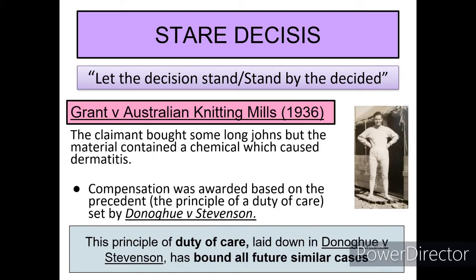So when Grant v Australian Knitting Mills came along 4 years later in 1936, it was decided in the same way as Donoghue versus Stevenson, because Donoghue versus Stevenson became a binding precedent. In Grant v Australian Knitting Mills, the claimant bought some long johns, but the material contained a chemical that caused skin irritation. He was awarded compensation because the manufacturer owed a duty of care to his consumer against harm. Hence, the principle laid down in Donoghue versus Stevenson bound Grant v Australian Knitting Mills, and since has bound all similar cases.